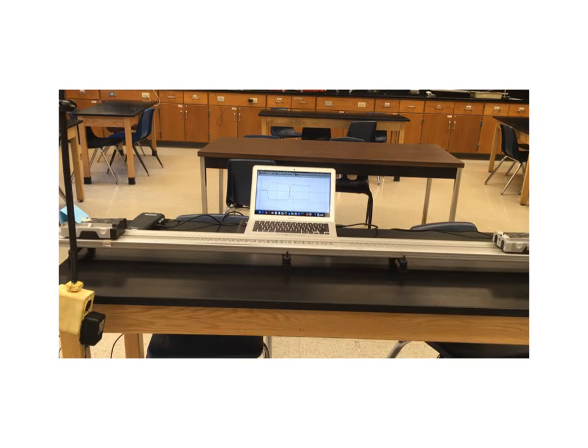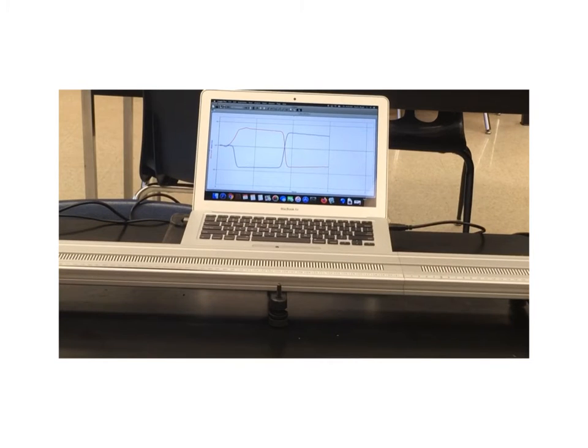And then we're gonna zoom in on the graph. Okay, so again, our blue line is the cart moving to the left, our red line is the cart moving to the right. Notice that within a reasonable approximation, their speeds are the same, but their velocities are different. So the magnitudes are the same, but one is positive, one is negative because they're moving in opposite directions.